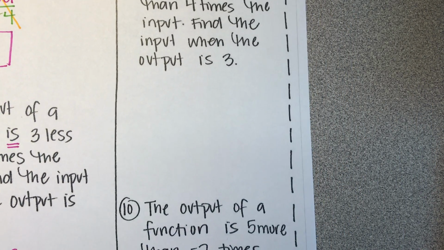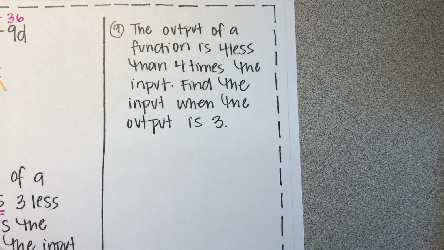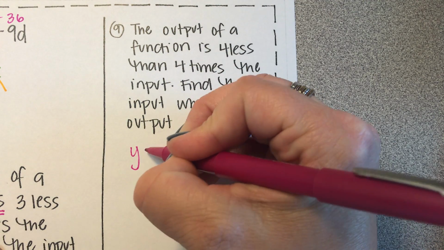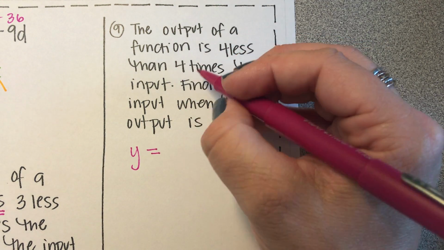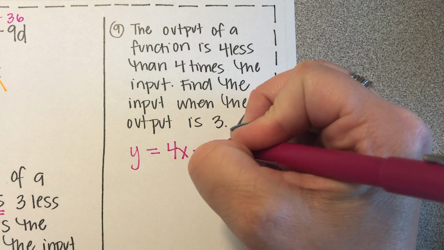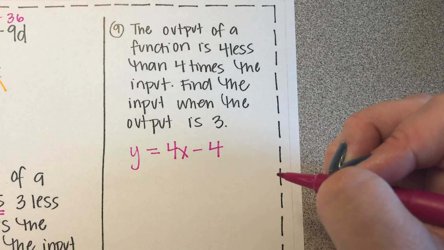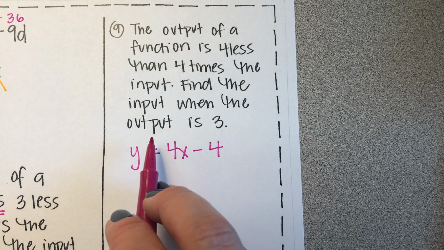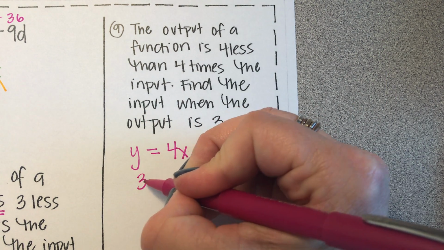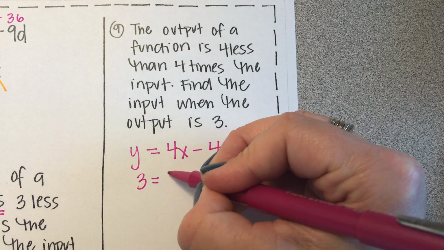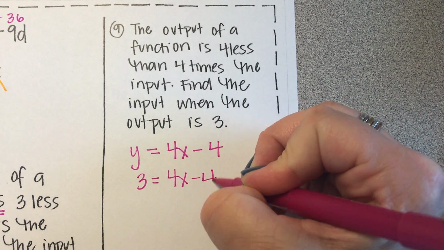So let's look at 9. It says the output of a function, that's y, is 4 less than 4 times the input. So this is 4 times the input, and then 4 less than that. Find the input when the output is 3. So if this is 3, then what is the input? What does x have to be?